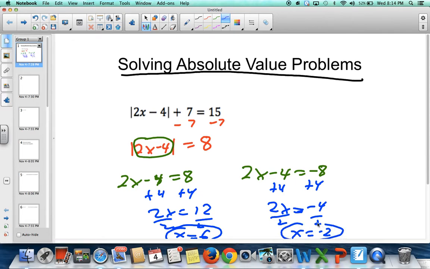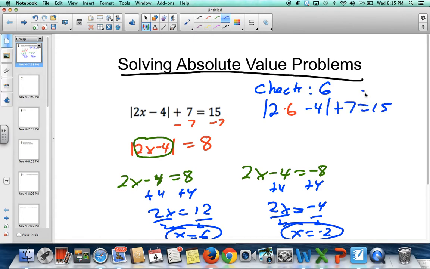Whenever we have absolute value problems, we want to check to make sure they actually do work. So I'm going to plug 6 in. The method of checking is to take the x and change it to each of those numbers, in this case 6. So that's going to be the absolute value of 2 times 6 minus 4, plus 7 equals 15. We're checking to see if that's true.